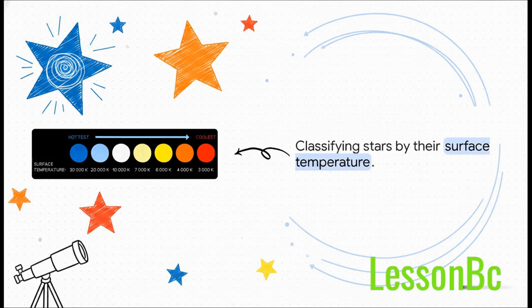The coolest stars out there are red, burning at a surface temperature of around 3,000 Kelvin. As you move up the temperature scale through orange, yellow, and white, you eventually reach the absolute hottest stars. Those burn a brilliant blazing blue at a staggering 30,000 Kelvin.